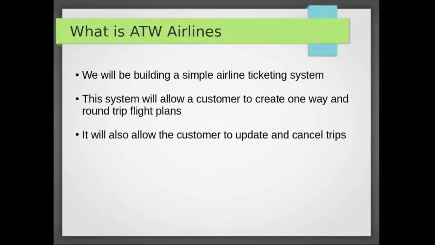All right, so we will be creating an airline ticketing system. We will call it ATW Airlines, which stands for Around the World Airlines. This application will be able to create one-way and round-trip flight plans for customers. It will also allow the customer to update and cancel their trips.